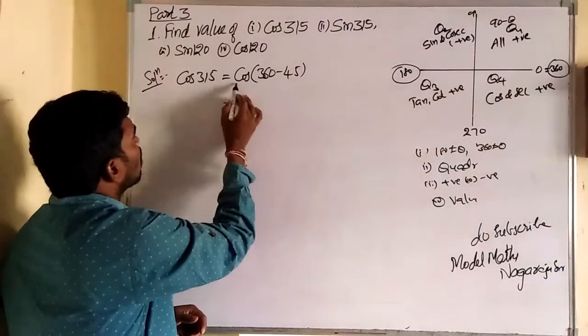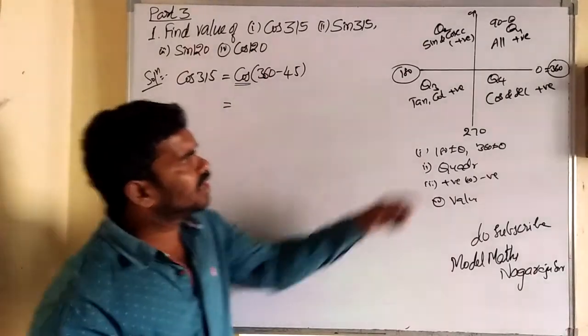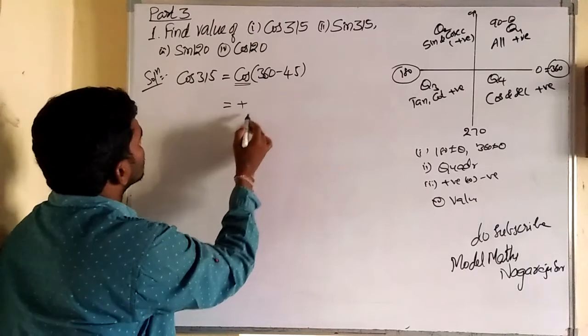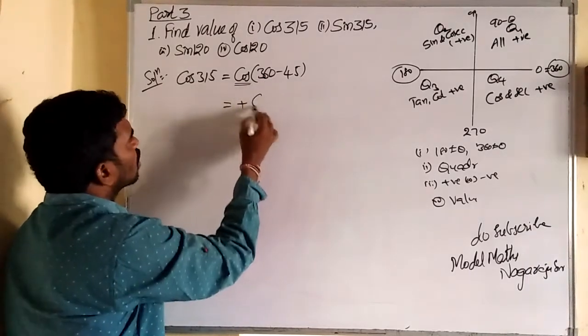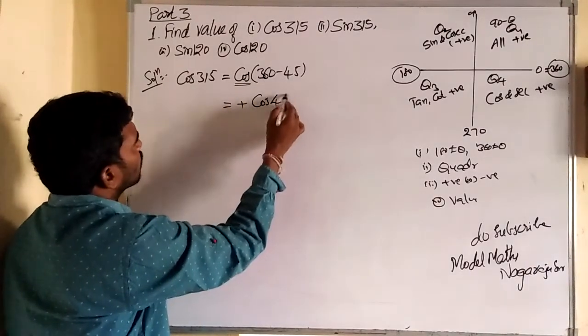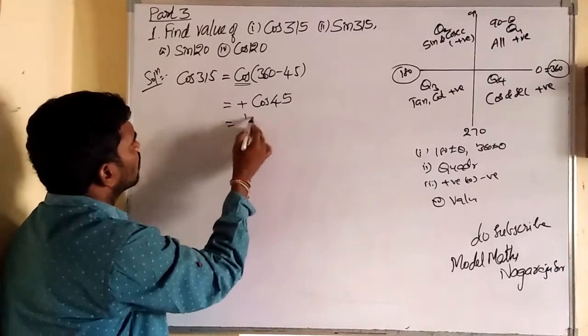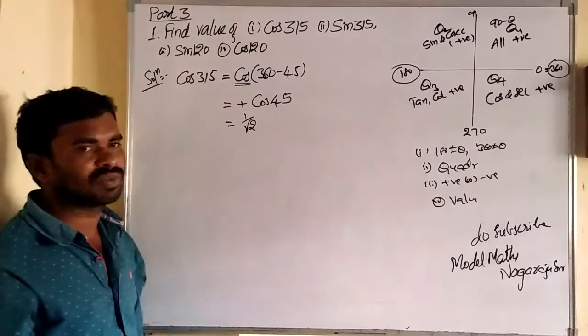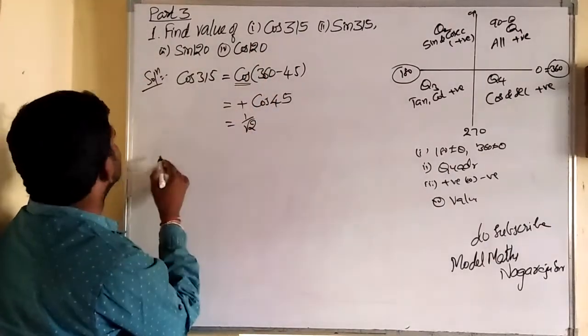In the 4th quadrant, is cos positive or negative? In the 4th quadrant cos is positive, so plus. Now no change: cos 45. That's it. What is the cos 45 value? 1 by root 2. Very simple, isn't it? The cos 315 value is 1 by root 2. That's it. Next, let us take the second question.